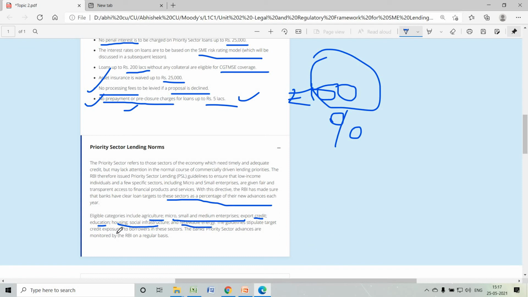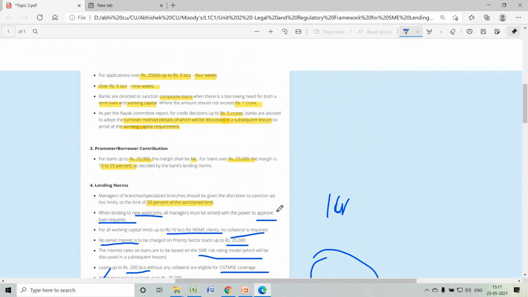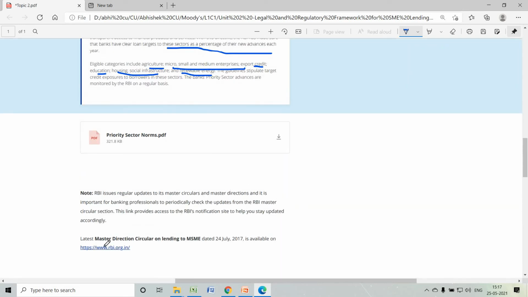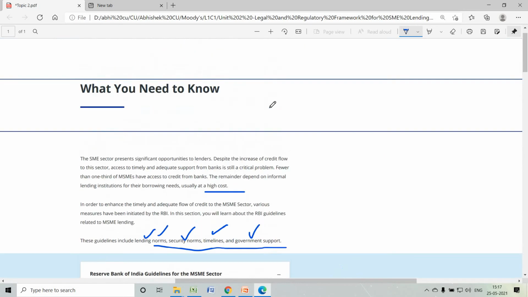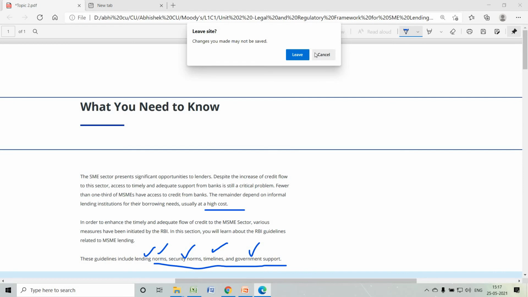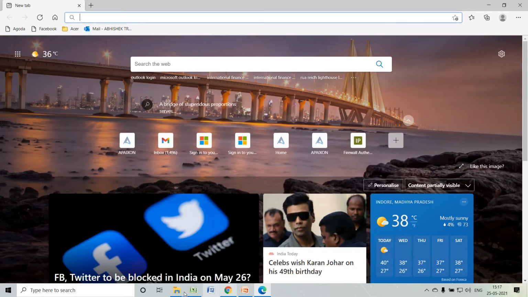The guidelines stipulate target credit exposure to borrowers in these sectors. So a target is also given, how much they have to meet, and the bank's priority sector advances are monitored by RBI on a regular basis. So these are the measures taken by RBI, right? So there's a master circular which you can download from this link. So I think this is clear now. Okay, so we have completed topic 2 also. Now let us go to topic 3.